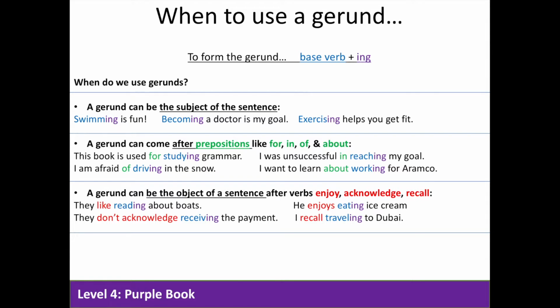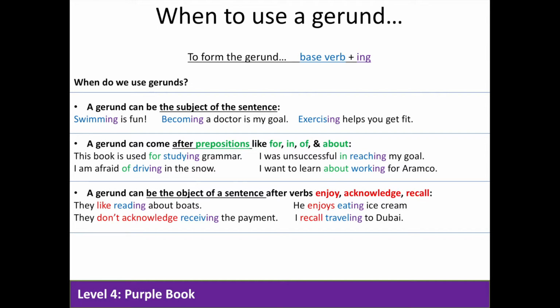A gerund can also come after prepositions like for, in, of, and about. Some examples: this book is used for studying grammar. I am afraid of driving in the snow. I was unsuccessful in reaching my goal. I want to learn about working for Aramco.